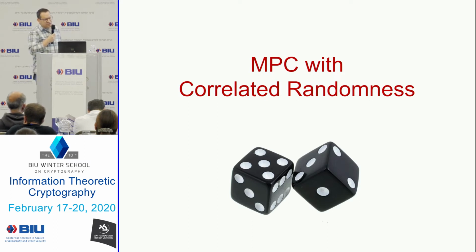Okay, let me start with MPC given correlated randomness. There's a question of feasibility and there's a question of efficiency. Let me start by showing what is probably the simplest feasibility result of how to compute every function securely. You can think of it as the analog of one-time pad encryption for secure computation.